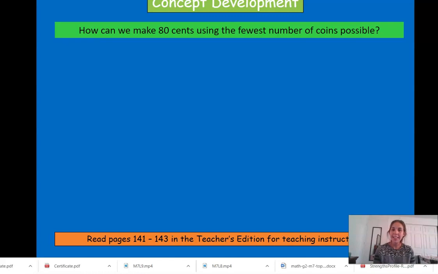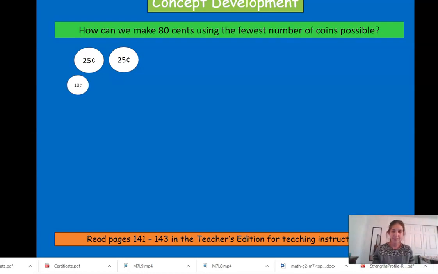How can we make 80 cents using the fewest number of coins? We'd start with that quarter. Remember, you always start with that quarter. Can we use a quarter? Yes. Can we use 2 quarters for 50 cents? Yes, we can. Oh, can we use 3 quarters? 3 quarters is 75 cents. Can we use 3 quarters?